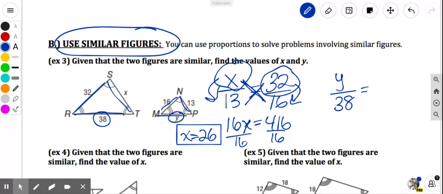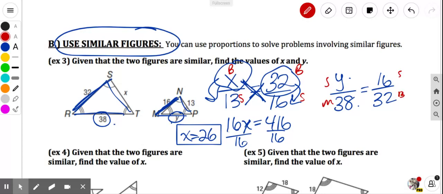So see how in the first example, x was in the big triangle, 13 was in the small triangle. So I had to do 32 from the big to 16 from the small. So I went big to small. It doesn't matter. I like to always start off my proportion with my variable. So that's why for this one, I'm going small to big, because I like to always have my y, my x, whatever, in the top left if possible. That's just a preference of mine. So I went from y to 38. So now that's small to big. So now I'm going to go 16 to 32. See how this one is also small to big.